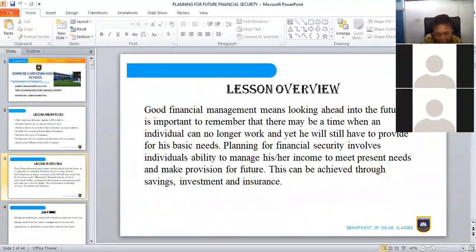Now, with the lesson overview, good financial management means looking ahead into the future, and that is important to remember, that there may be a time when an individual can no longer work, and yet he or she still has to provide for his basic needs. Because of this, we all need to plan for financial security, which involves the individual's ability to manage his or her income, to meet present needs and also make provision for the future. This can be achieved through savings, investment, and insurance. So basically, these are the three main things we are going to look at: savings, investment, and insurance as a means of planning for our future financial security.